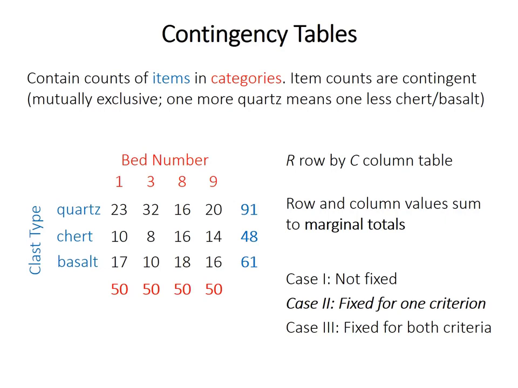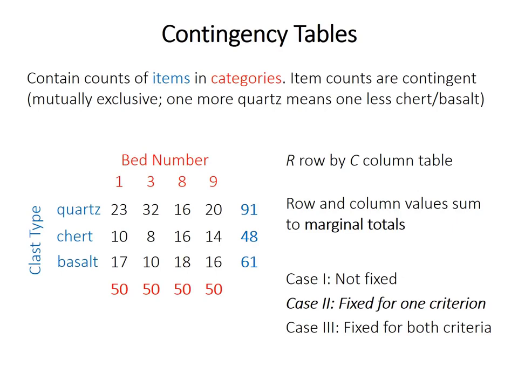Some other terminology: if you add up the values in each row, they will sum to something called a marginal total, named because they're the margins of the table. There are marginal totals for the columns as well. So the marginal totals can take on three different cases. In case one, neither marginal total is fixed prior to doing your study. You might have that situation, but most often you'll encounter case two, when one of the marginal totals, either the rows or the columns, is fixed prior to collecting the data.